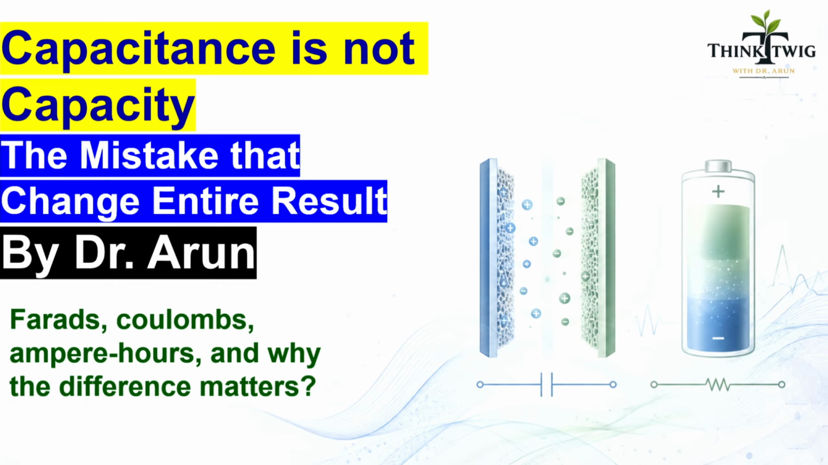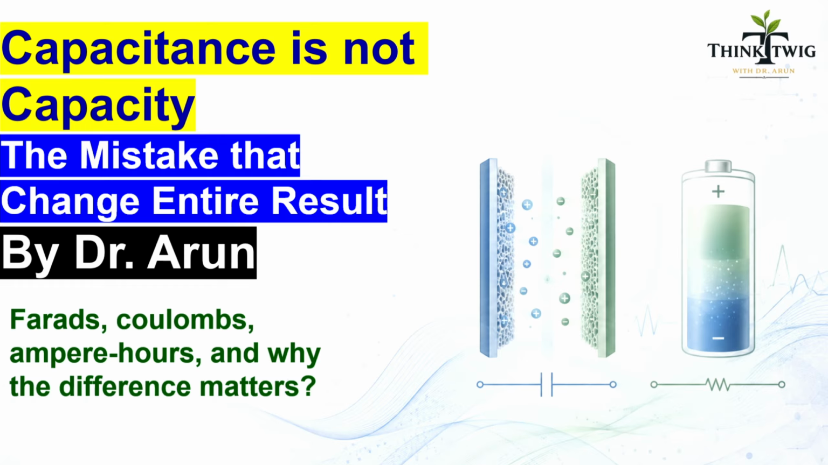Two words are especially important: capacitance and capacity. They sound almost the same. Both are related to stored charge, but they do not describe the same thing. And once these two are mixed, the problem does not stop with the unit. The measuring or estimation of energy can change, and the meaning of power can change. Even the comparison between two materials can become wrong.